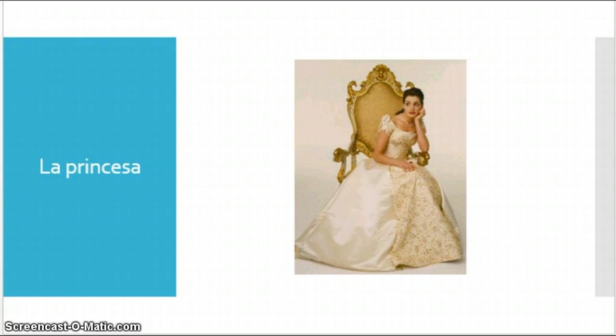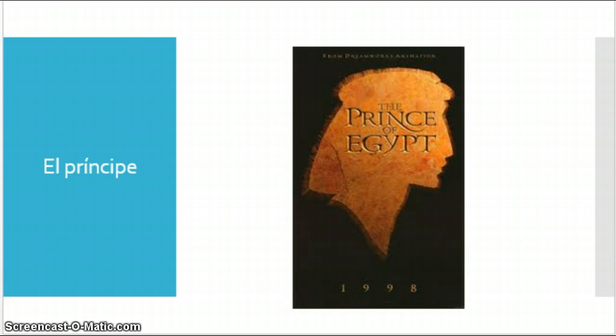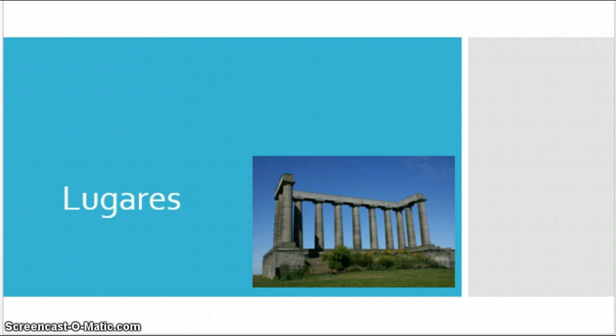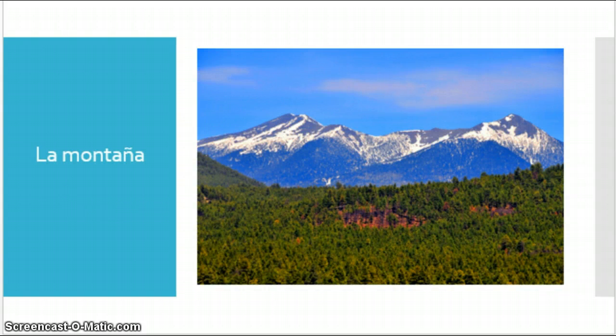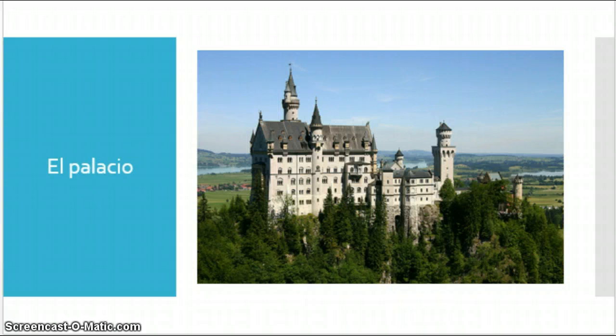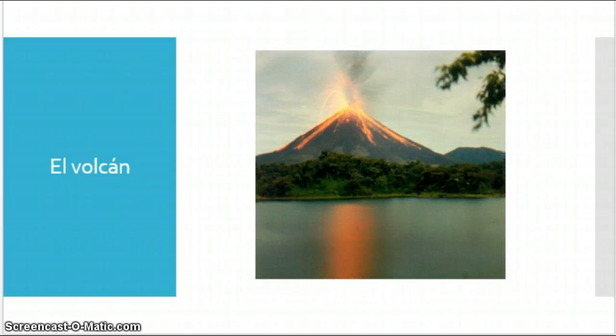La princesa. Many of our legends deal with princesses and princes. So la princesa significa princess. El príncipe significa prince. Los lugares. We're going to talk about some lugares. These are places, so the settings that our stories might take place in. La montaña, or las montañas, to make it plural. El palacio is a palace or a castle. El volcán significa volcano.